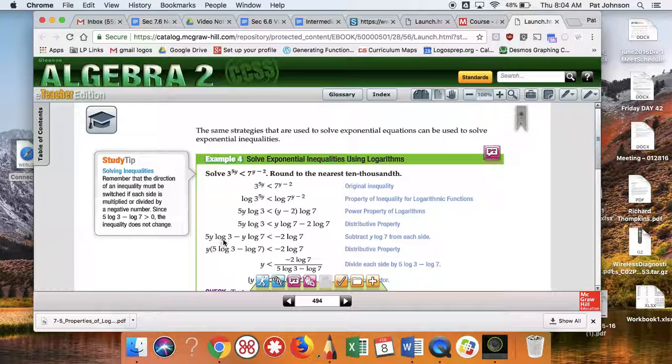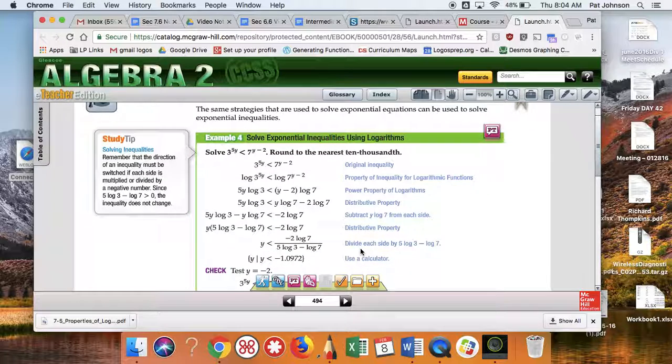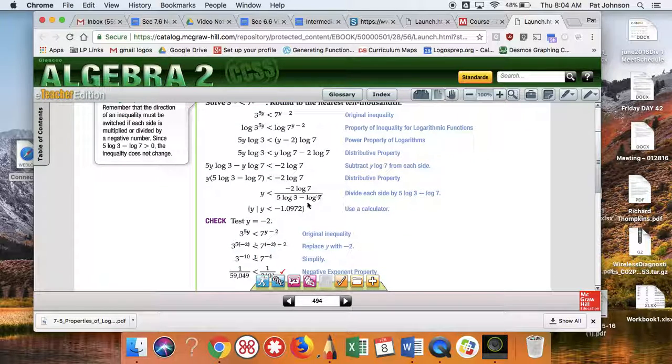So then we have 5y log 3 minus y log 7 less than negative 2 log 7. Then we can factor out a y. Then we can divide. We're just using algebra strategies and properties here. And we have y less than negative 2 log 7 over 5 times common log of 3 minus log of 7. So remember, you've got to do this multiplication first.